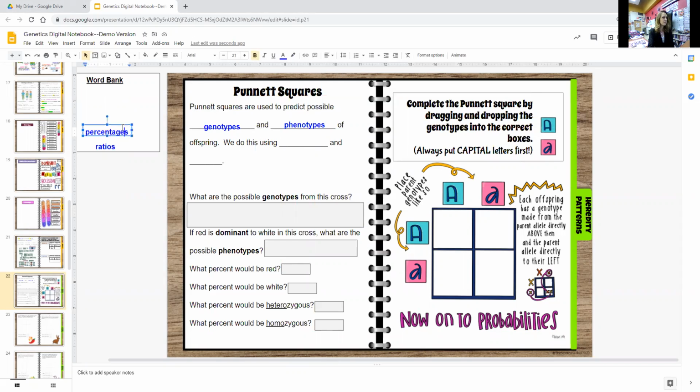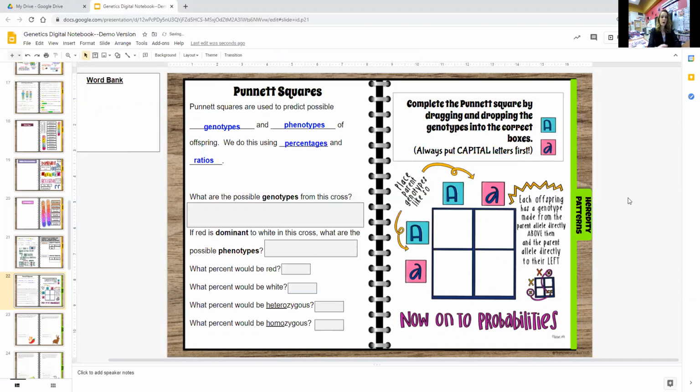We do this using both percentages, so what's the percent chance that this is going to happen, and ratios. Okay, and we're going to be working with out of 4. So our ratios are going to be 1 out of 4, 2 out of 4, 3 out of 4, or 4 out of 4, or 0 out of 4 in some cases. So the way that a Punnett square works is you're going to get a blank 4 square box like the one you see over here on the right.